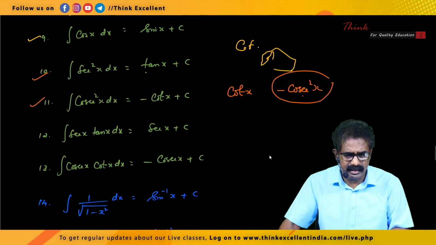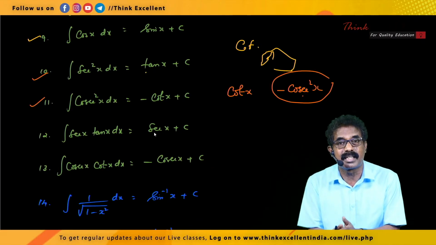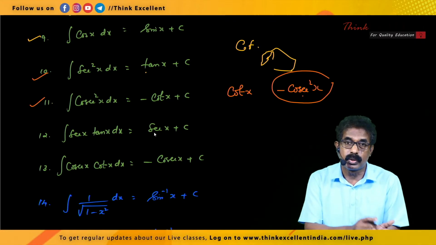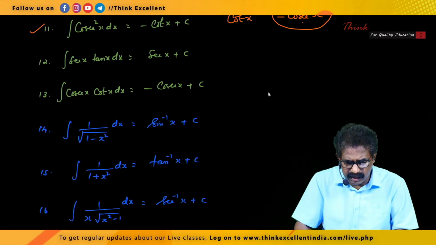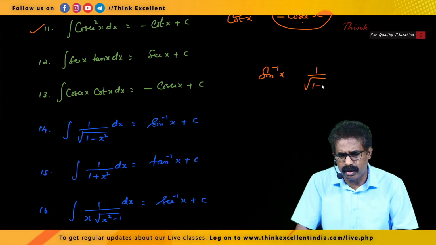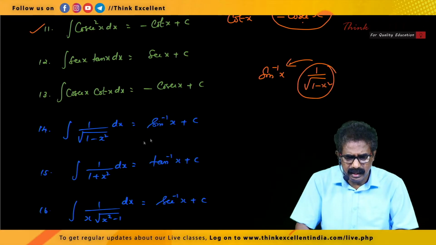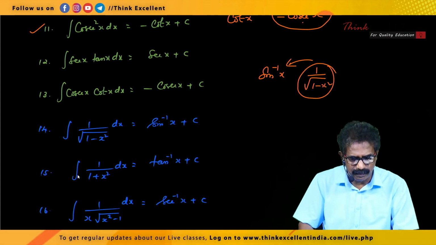Secant x tan x, answer secant x, because secant x derivative is secant x tan x. அப்போ secant x tan x integration is secant x. Cosecant x cot x integration is minus cosecant x. You know the reason. Then sin inverse x derivative is 1 by root of 1 minus x square. So 1 by root of 1 minus x square integration is sin inverse x, minus cos inverse x னு எழுதலாம். Hope you know the reason.